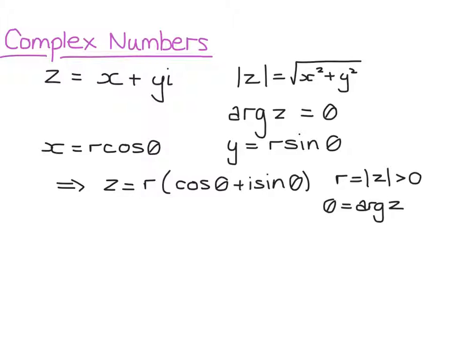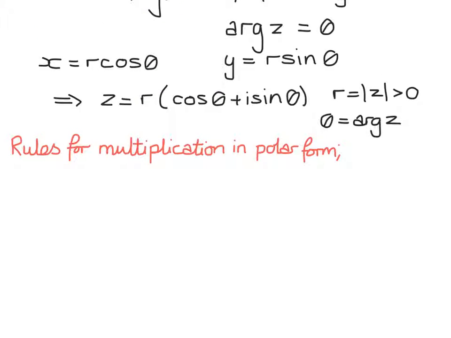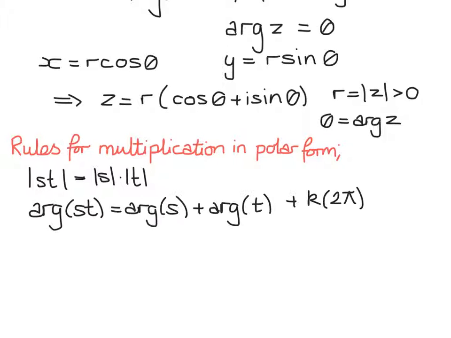There are rules for both multiplication and division when it comes to complex numbers in polar form. For multiplication, if you have two complex numbers, s and t, the modulus of st equals the modulus of s times the modulus of t, whilst the argument of st equals the argument of s plus the argument of t plus k times 2 pi, where k is either minus 1, 0 or 1. The argument is in the interval minus pi to pi.